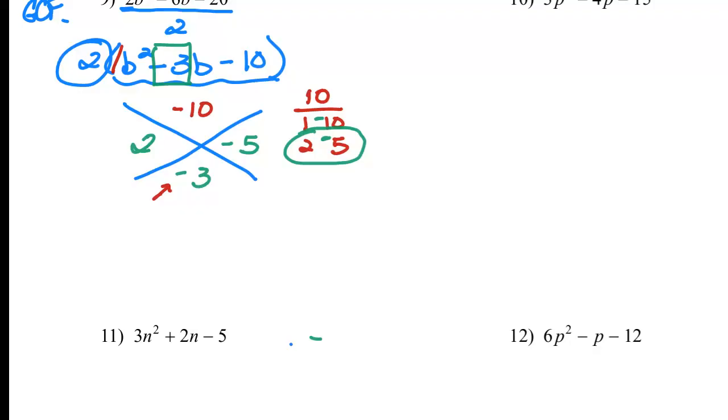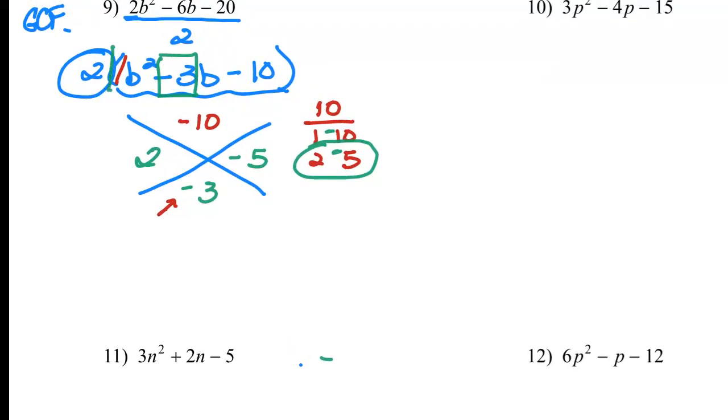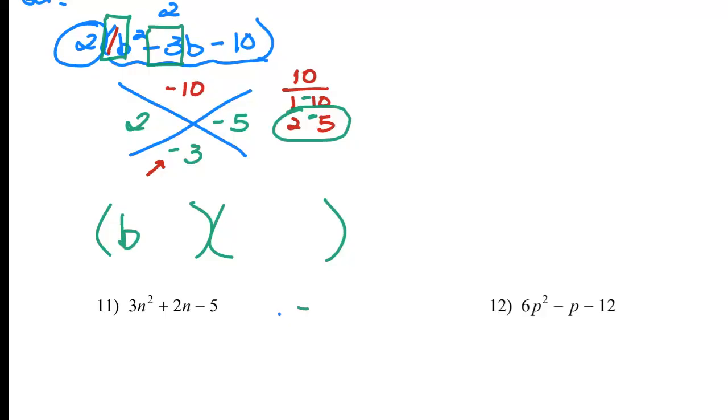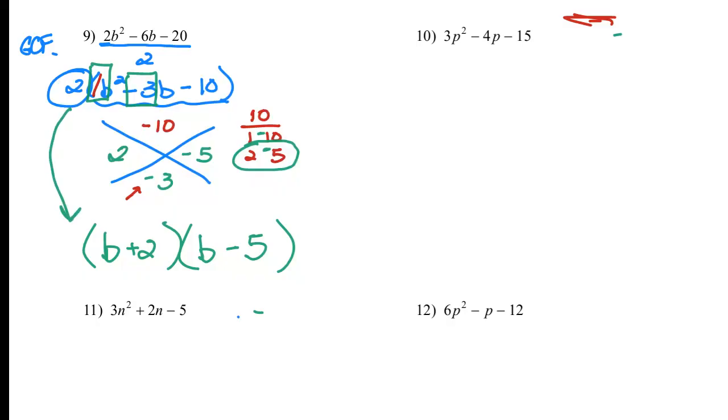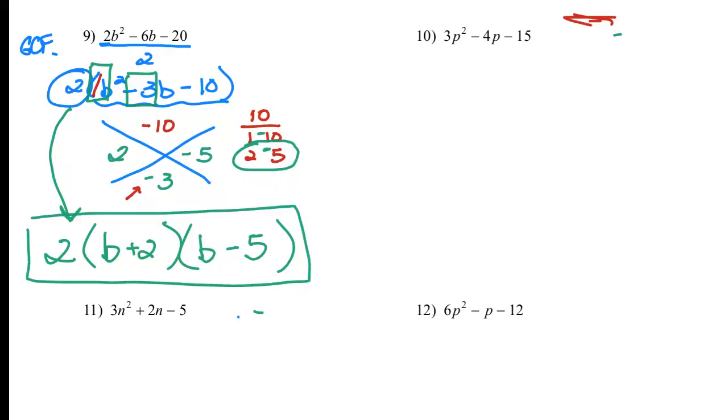And as an added bonus, with this new trinomial, my a value is equal to 1. So when I write this, and I'm looking at this with b's, this would be b, what's the rest of that factor? Plus 2, and this would be b minus 5. But don't forget, we need to bring this 2 down here, and 2 goes at the very beginning. So this is your final factorization.